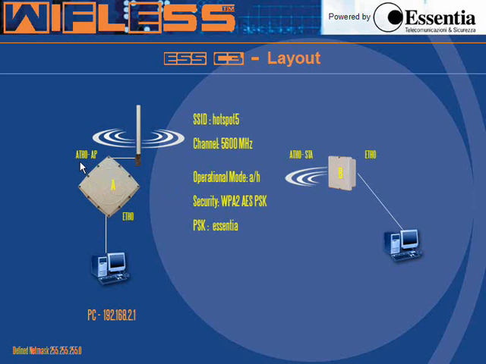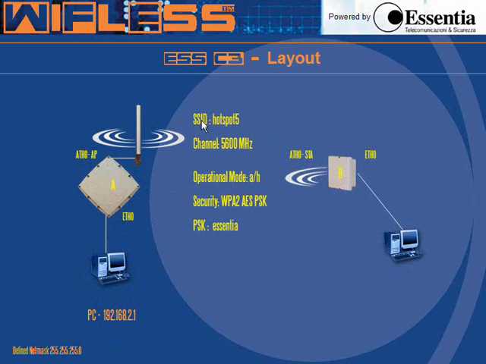We are creating a logical radio interface type access point on side A and a logical radio interface type station on side B. We are connecting the Ethernet of the A device to our PC that has this IP address, and on side B we are connecting the Ethernet of the CPE to another LAN.